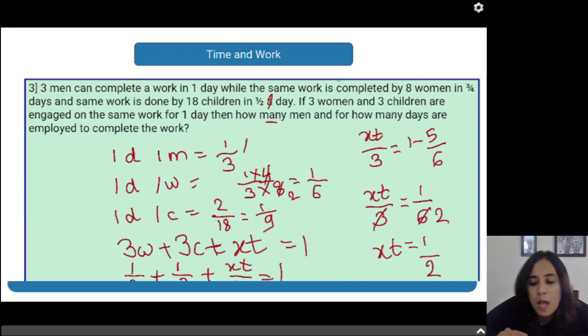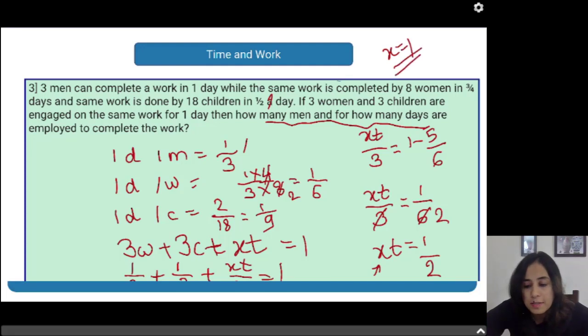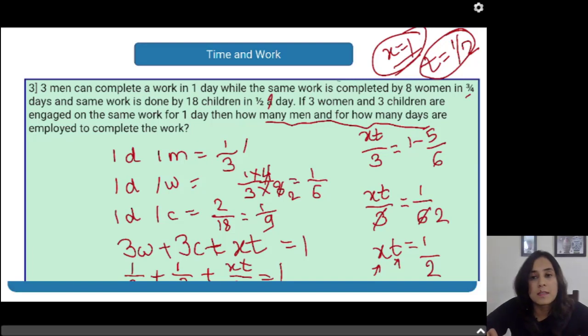So now the question asks, how many men and for how many days are they required? The value of my X is the number of men. Can it be in decimals or fractions? No, it cannot be. So the value of my X has to be 1, or it has to be an integer. But can the number of days be in fractions? Yes, definitely. Here also we have a fractional value. So the value of my T comes out as half, which means that I require one man working for half a day in order to complete the whole job. So the correct answer is the combination of one man and half a day.